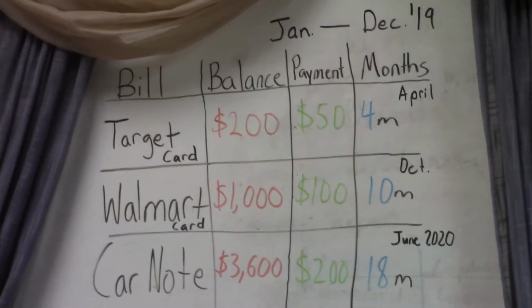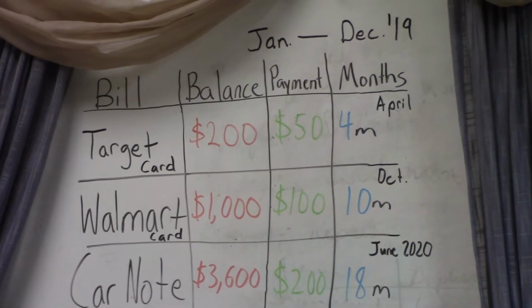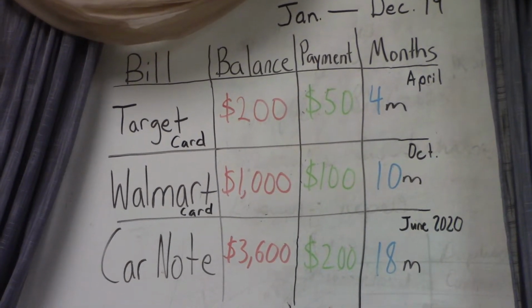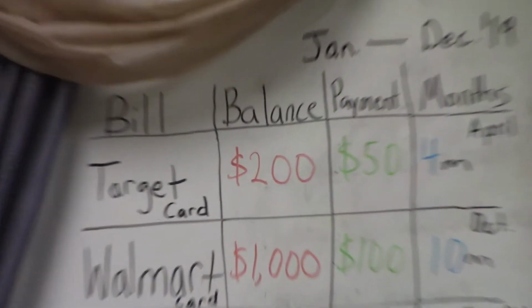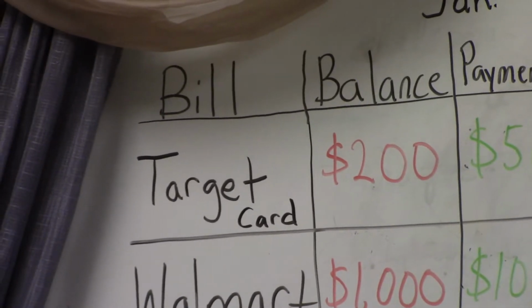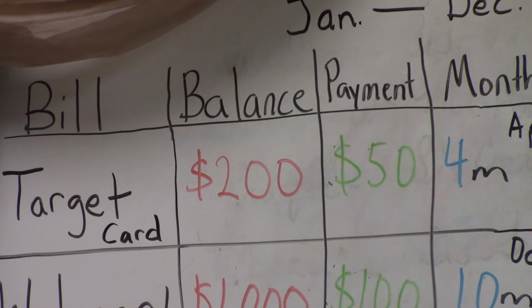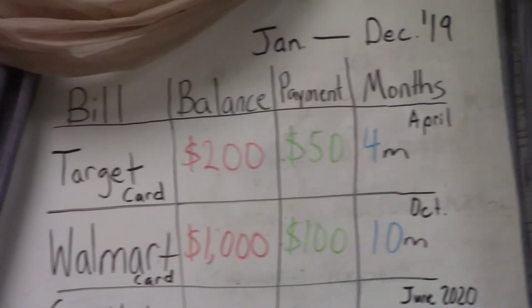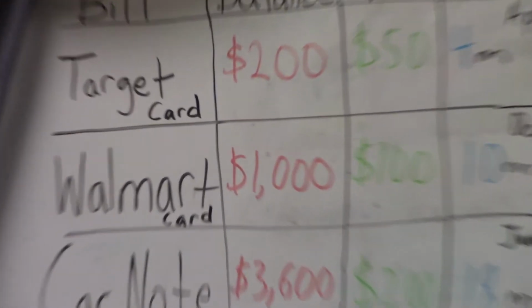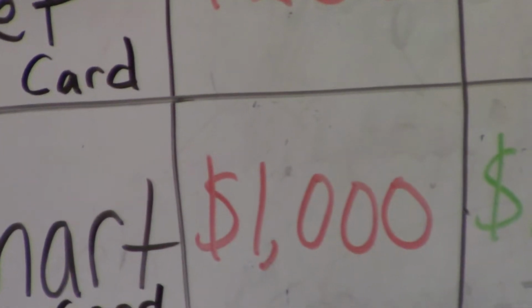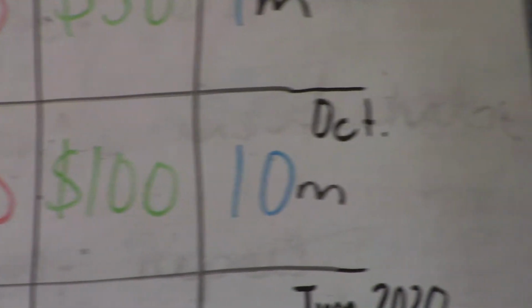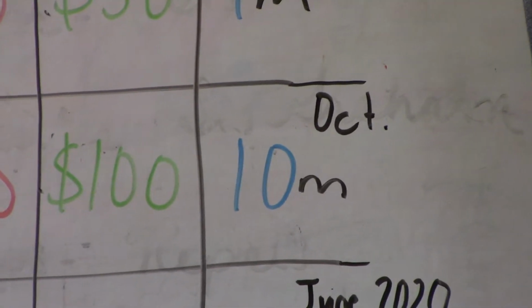Let's say this average person started off in January and they have a Target credit card, a Walmart credit card, and a card note. Let's say that the Target card balance is $200. They pay $50 a month. So in about 4 months, they should have that paid off by April. They have a Walmart card, spent a bunch of money there, bought some groceries for the past months, and it's $1,000. They pay $100 a month. They should be done in 10 months. Why? Because 100 times 10.